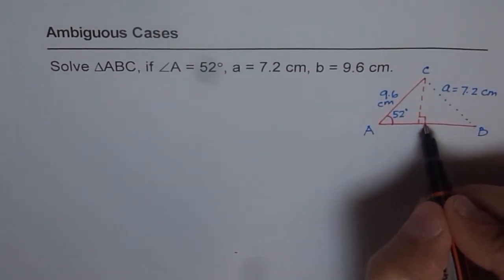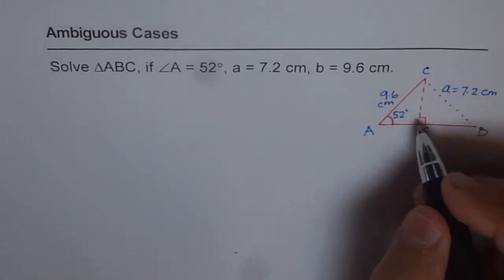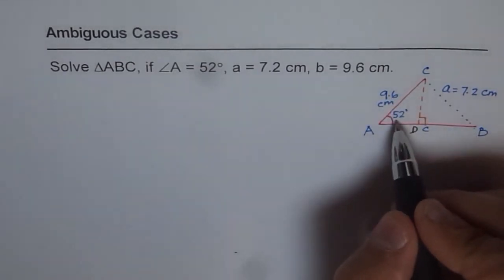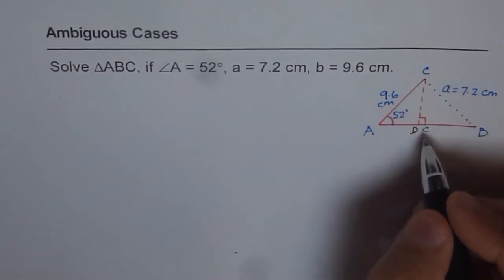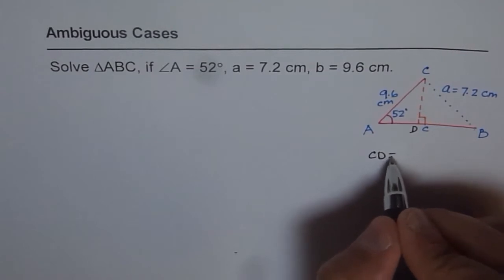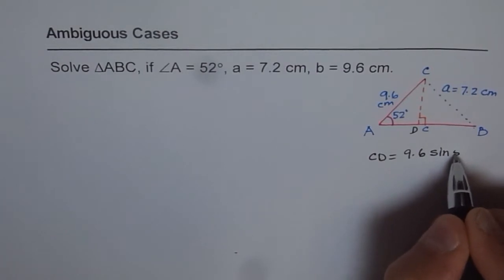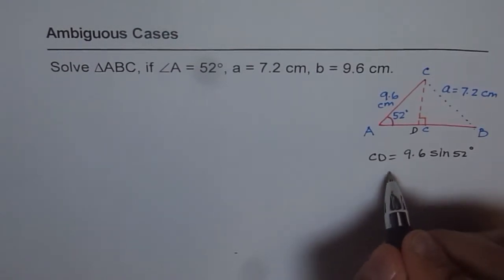Now, consider this right triangle. In this right triangle, as you can see, the height, let me call this point D, should be equal to 9.6 sine of 52. 9.6 is actually the side b, right? So let's find what CD should be. CD in this case will be 9.6 sine of 52. Let's calculate how much it is. It is 9.6 times sine of 52 degrees, which gives us 7.564.